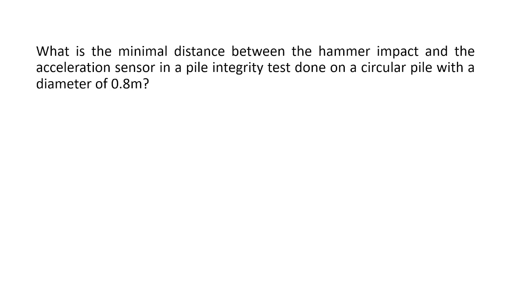Yes. Okay, so the question is, what is the minimal distance between the hammer impact and the acceleration sensor in a pile integrity test done on a circular pile with a diameter of 0.8 meter? So what will be the answer? 0.2. And how? D by 4. Yeah, correct. So it should be d by 4, that is 0.2 meter. Correct.